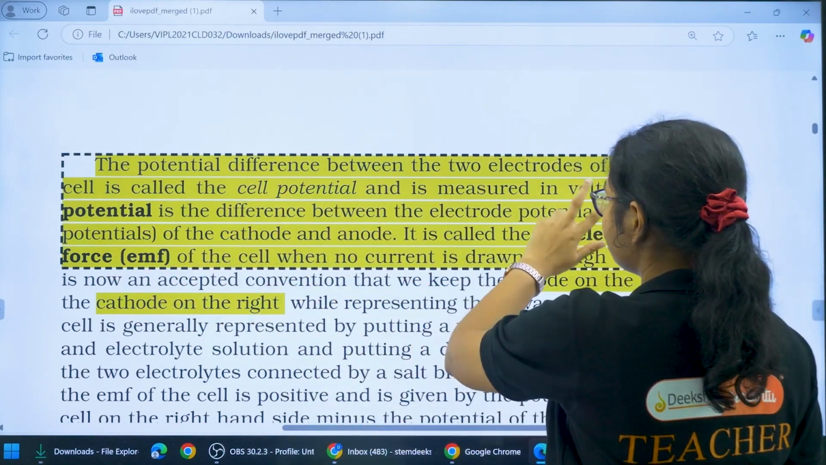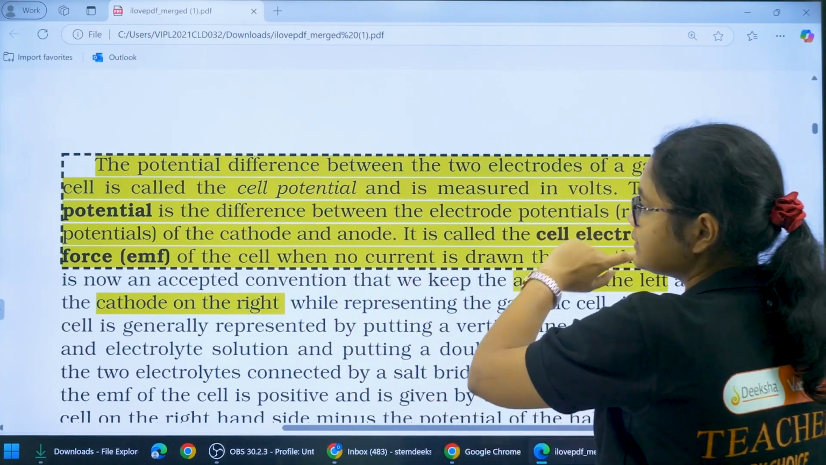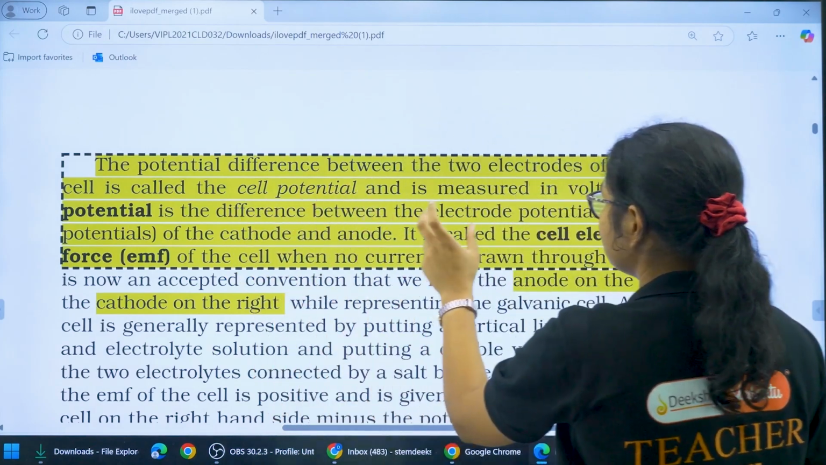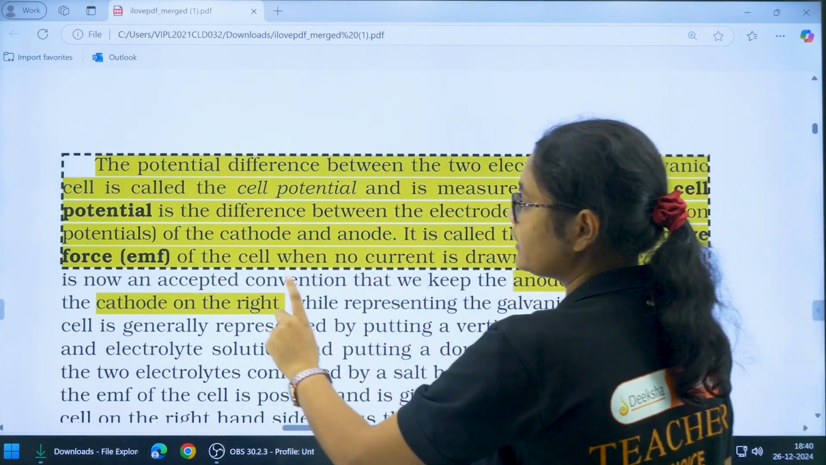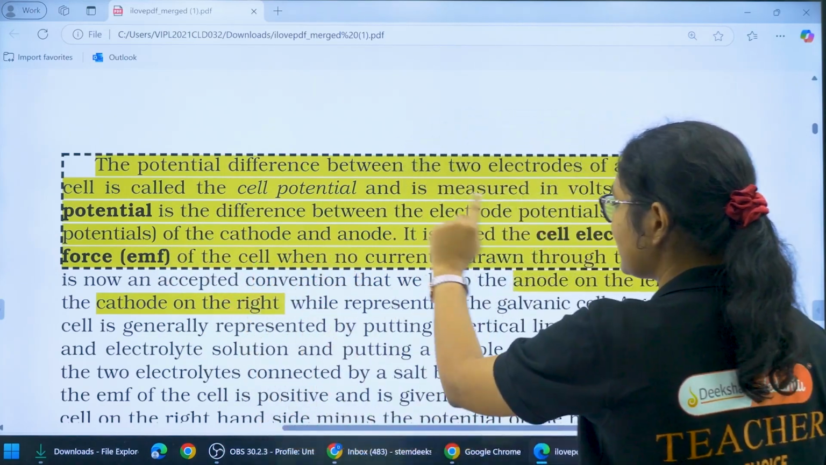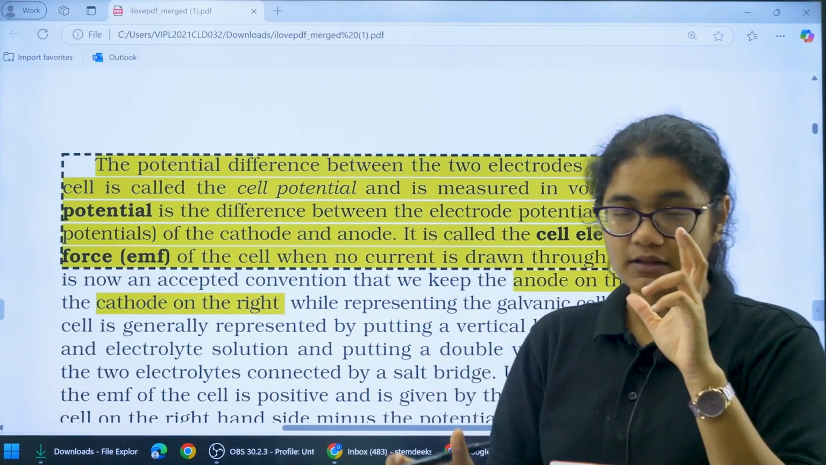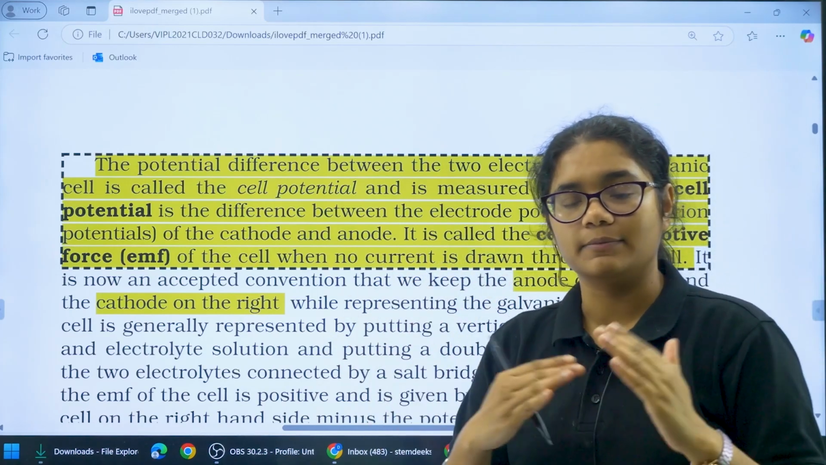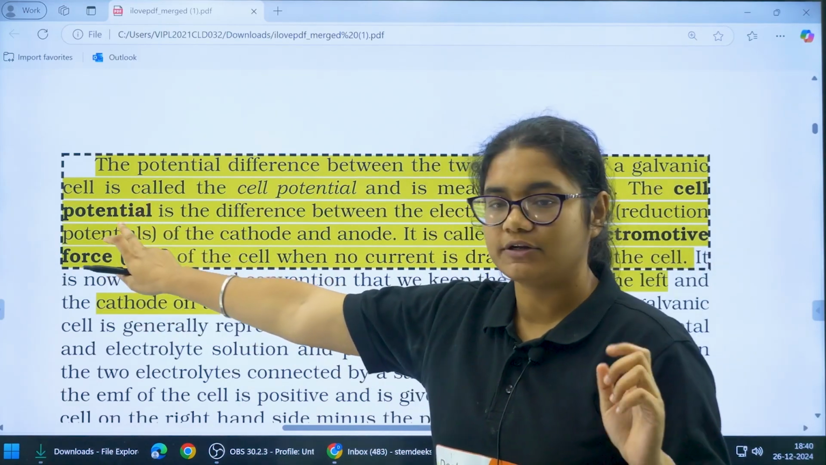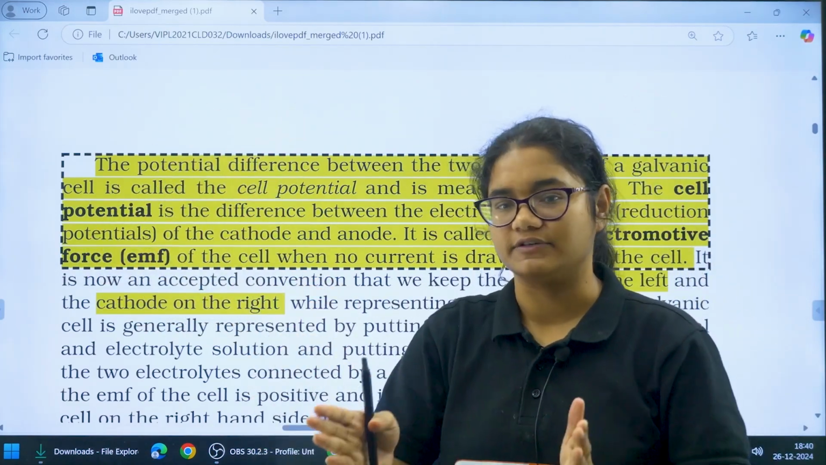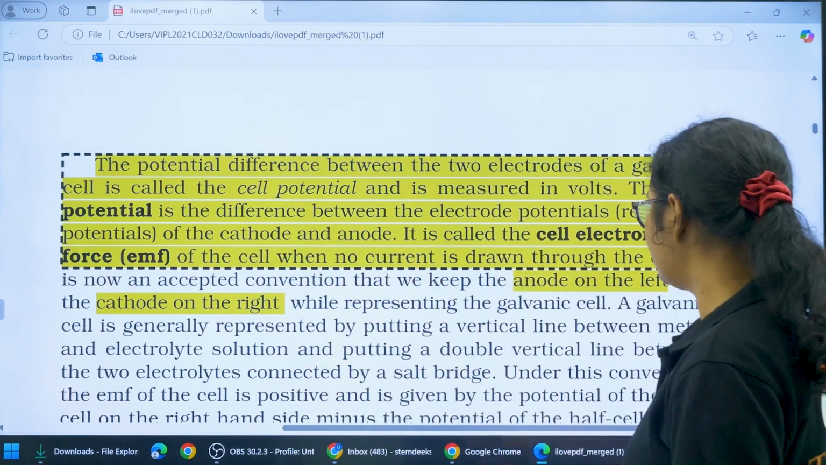The potential difference between the two electrodes of a galvanic cell is called cell potential, and it is measured in volts. The cell potential is the difference between the electrode potentials of the cathode and anode, and it is called the electromotive force of the cell when no current is drawn. If you are measuring the difference between the electrode potentials of the cathode and anode when no current is flowing, then we call it cell EMF. And it is cell potential when there is current and you are measuring the difference between the two electrodes. These two are very important definitions, so please mark them.